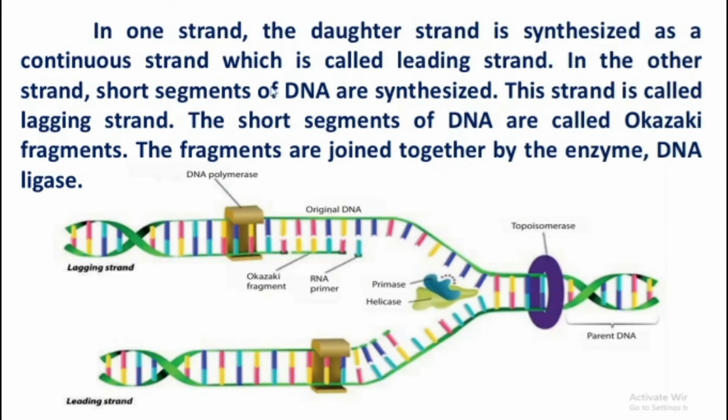In one strand, the daughter strand is synthesized as a continuous strand, which is called leading strand. So look at this picture. Both are the DNA templates which are obtained from that parent DNA. Both consist of the nucleotide sequences, but in one strand only, the daughter strand is synthesized as a continuous strand. So this strand is called leading strand, and in the other strand, short segments of DNA are synthesized.